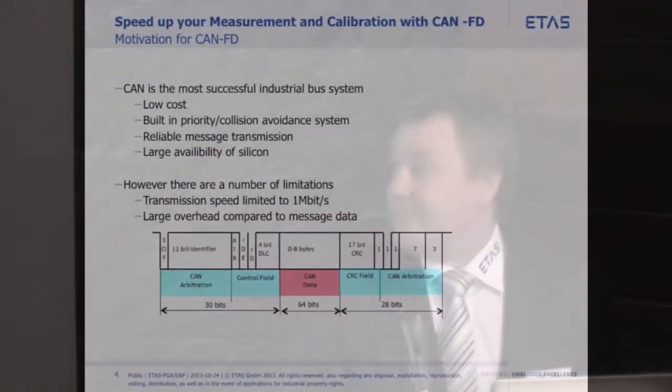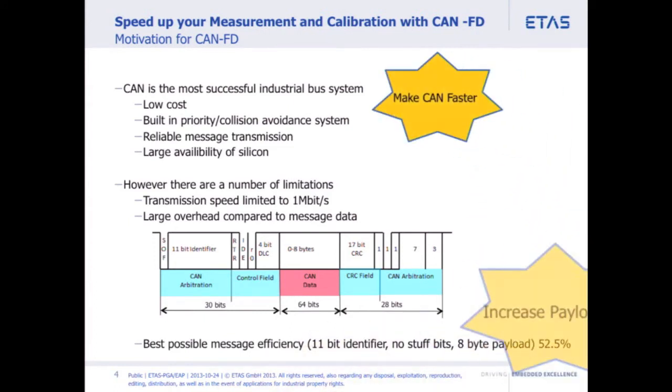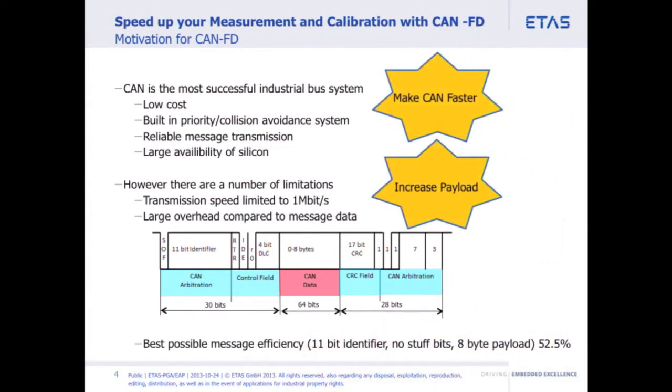Okay, I think the motivation for CanFD is relatively clear. It needs to be faster, and the message overhead compared to the actual data payload is relatively high with CAN, so it means the efficiency isn't that high. So we want to make it faster, and we want to increase the payload.